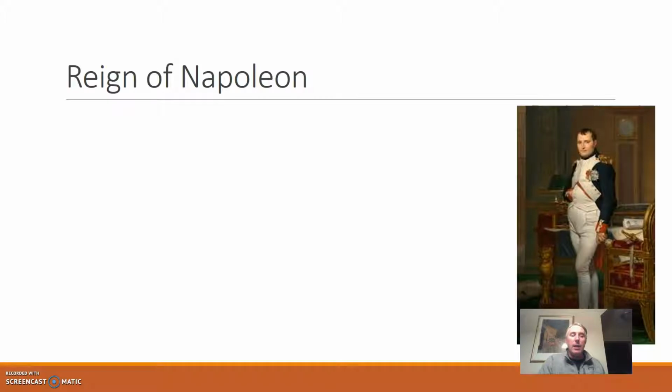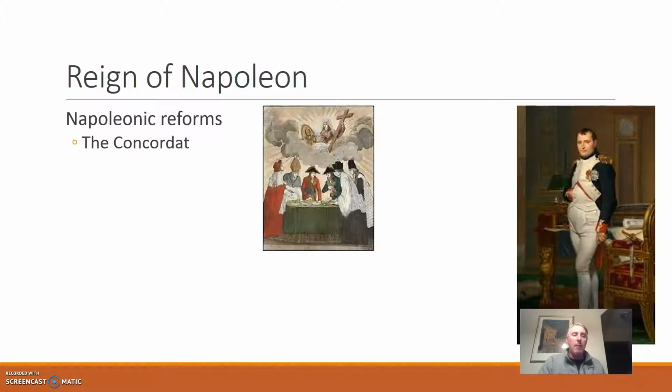Now that he was emperor, he implemented several very significant reforms. Overall, his rule brought stability to a nation torn by revolution and war. For instance, the Concordat. The Concordat made peace with the Catholic Church. Now, it didn't give all the land back to the church, but it made Catholicism the preferred religion of France. It gave priests salaries and extended tolerance to Protestants and Jews. It was widely supported by revolutionaries who thought that the Jacobin persecution of the church went way too far.